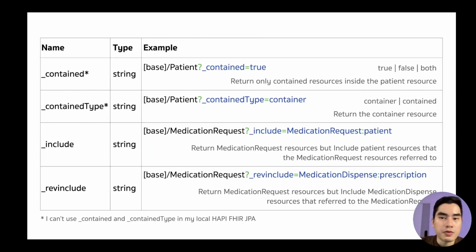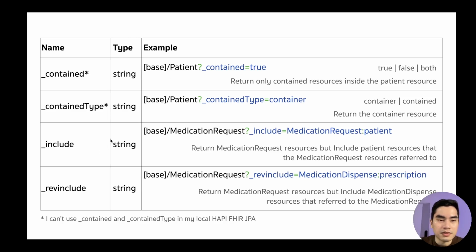Normally when we search for a resource, the returned result will not have the contained resource inside it. If we want the returned resource to show us the contained resource, we have to specify underscore contained equal to this, or both like this. And containedType specifies whether the returned resource is the container, the one that has a contained resource, or the thing that is contained inside it. Yeah, it's quite complicated, and I don't have experience using it in my implementation.